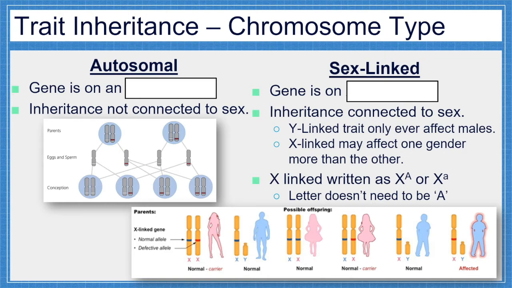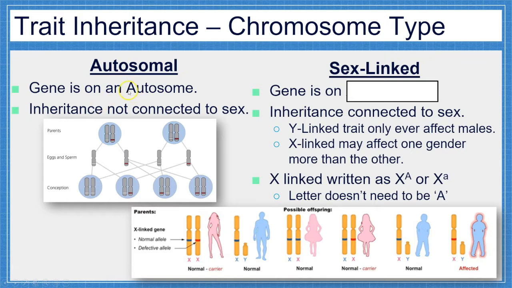The first way is related to the chromosome that you find the gene on. There are two types of chromosomes in our cells: autosomes and our sex chromosomes. If you're looking at how a trait is being inherited and the gene for that trait is on an autosome, then we say that it is autosomal inheritance. Autosomal inheritance is when the gene is found on an autosome, and there is also going to be no connection to sex when you're talking about inheritance.